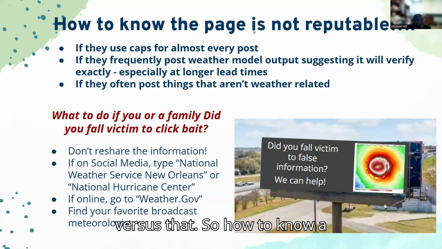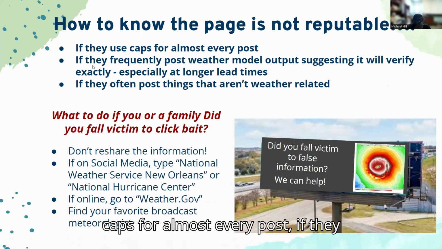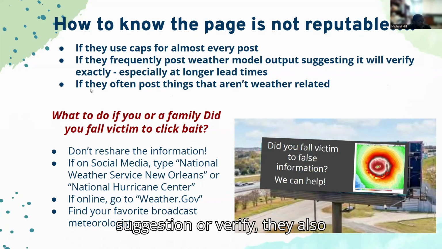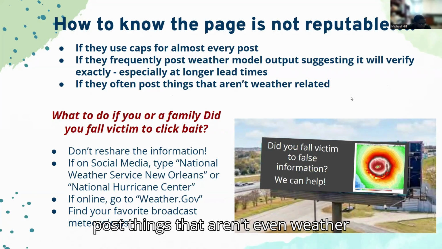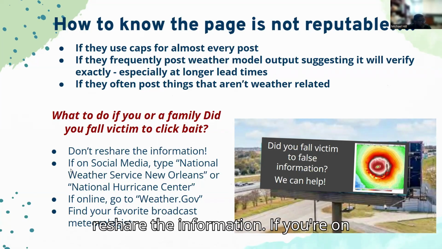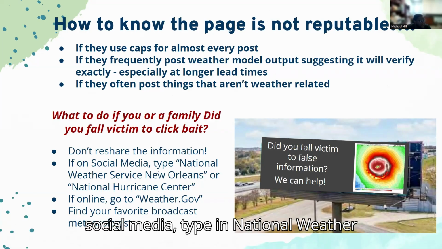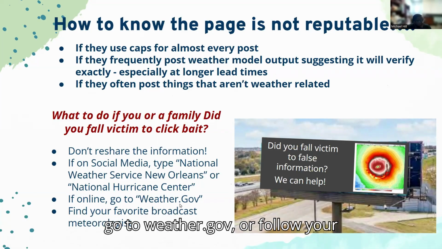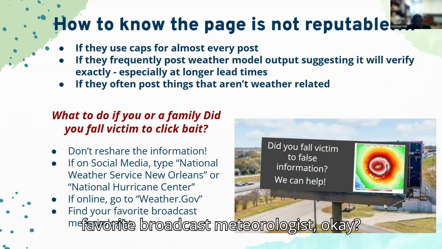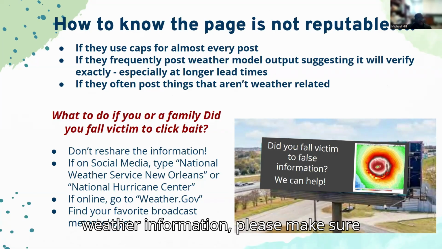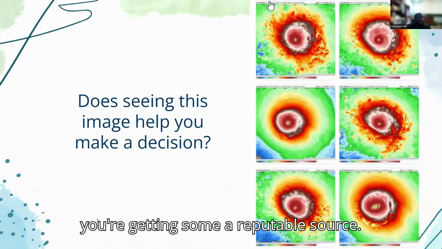So how to know a page is not reputable? If they use all caps for almost every post, if they frequently post weather model output suggestions or verify, they often post things that aren't even weather related. Don't reshare the information. If you're on social media, type in National Weather Service New Orleans or Jackson or National Hurricane Center. If online, go to weather.gov or follow your favorite broadcast meteorologist. Okay. So when you're out there getting your weather information, please make sure you're getting it from a reputable source.